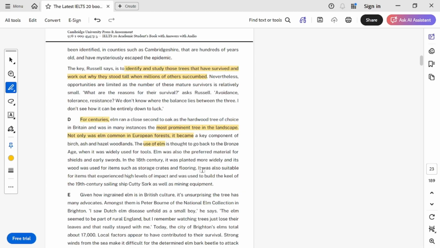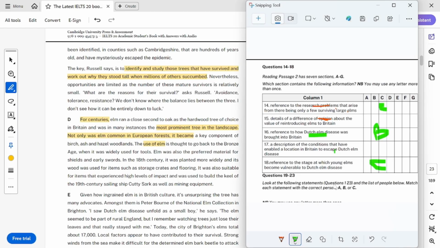Now we check questions 14 to 18. Research problem, no. Different opinions, no. How the disease came to Britain, no. Conditions that helped the location, no. Stage when young trees become vulnerable, no. So we eliminate paragraph D and move to paragraph E.